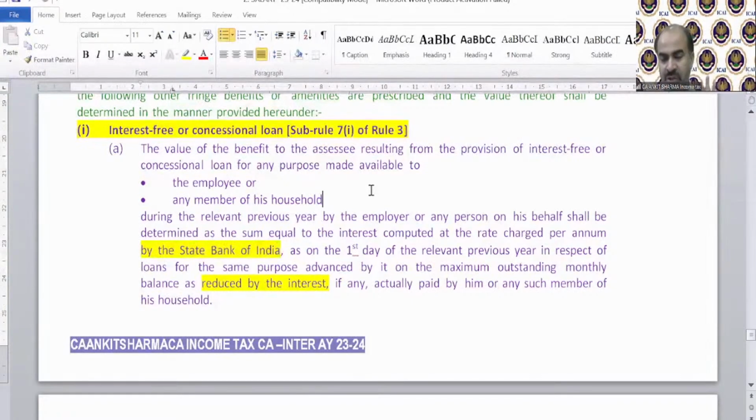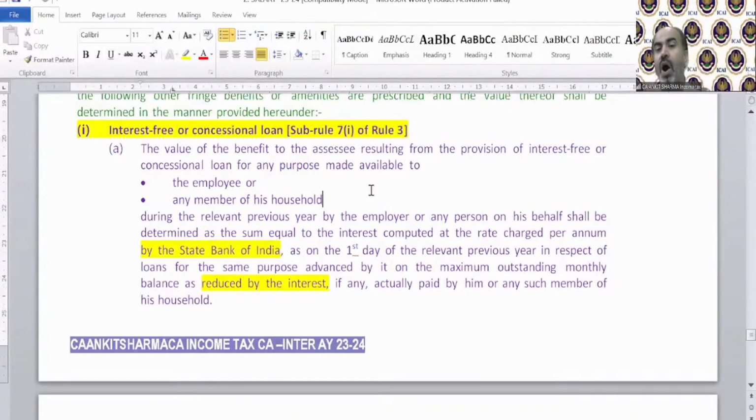It will be given in the question that the State Bank of India market rate is this percentage and your employer is charging this percentage. So for example, if the SBI rate is 10 and the employer is charging 7%, then 3% is going to be taxable. If the employer is charging nothing, then 10% is going to be taxable. If the market rate is 10 and the employer charges 10%, there is no perquisite.